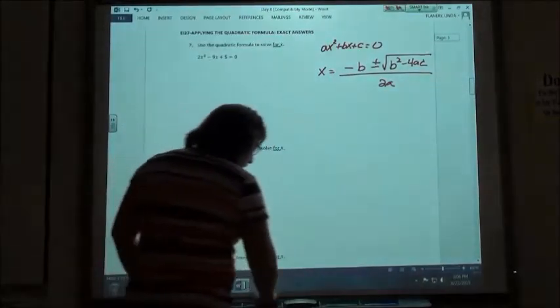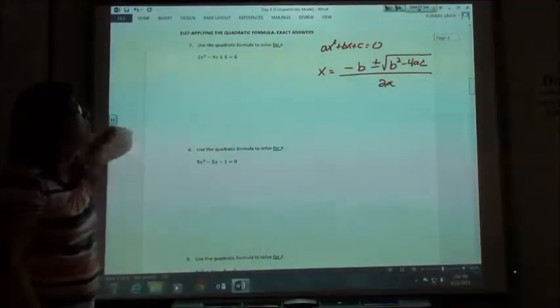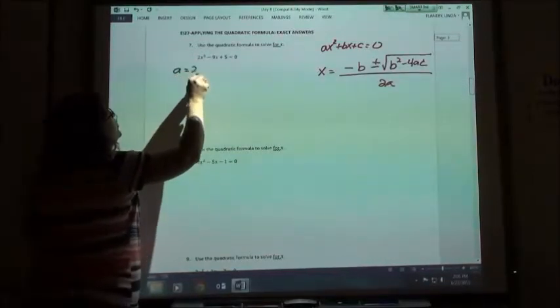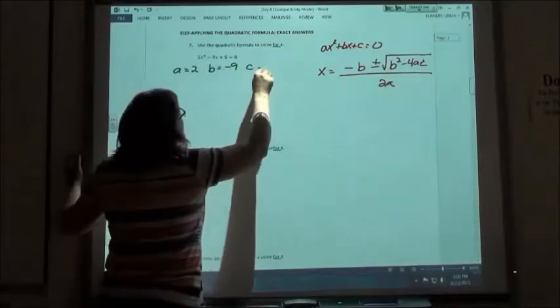And so basically all we're going to do is plug in the a, b, and c based on the values that we have in our quadratic equation. So a is going to be 2, b is going to be a negative 9, and c is going to be 5.